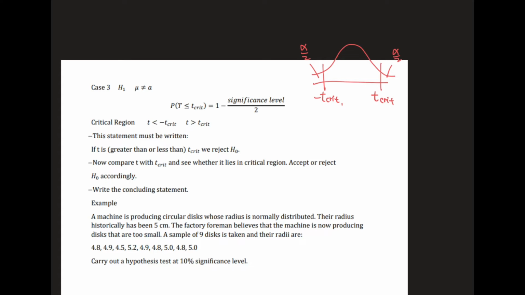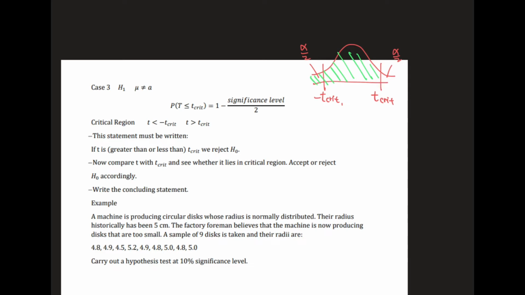Okay, so if you want to find P(t less than or equal to t critical), you have to do 1 minus alpha over 2, and then you get this. So they're talking about this region. If you want to find that region, you take 1 minus alpha over 2, 1 minus this, and then you get this one. Then the critical region is when t is smaller than negative t critical, which means here, or when t is more than t critical, which means here. So this is the critical region. It is the region where we reject H0.